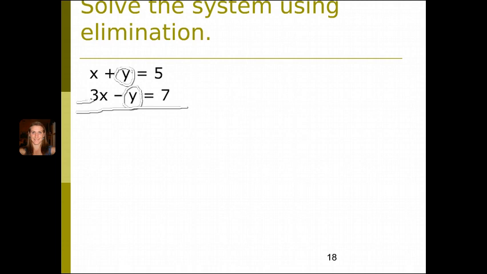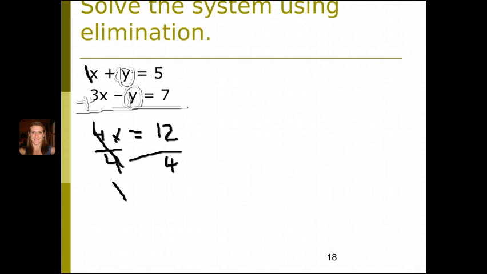So you put a long line underneath, and you want to add. When you add them, remember there's like an imaginary one here in front of both of the y's. So when you add them, they become 0. And don't forget there's an imaginary one here as well. So we have 4x equals 12. So in order to get the x by itself, we're going to divide each side by 4. 12 divided by 4 is 3.